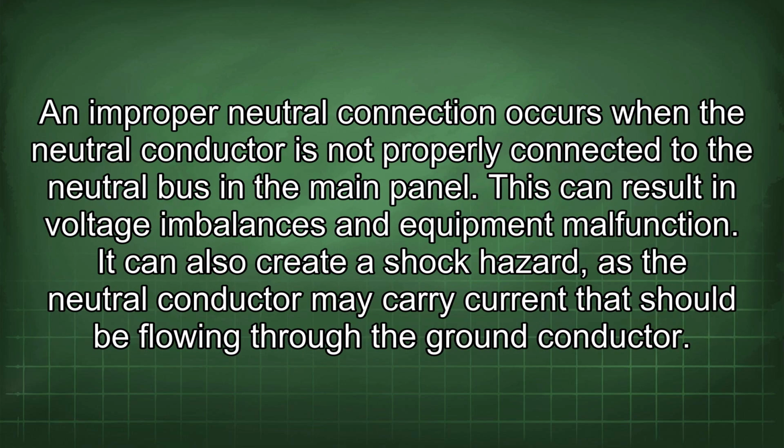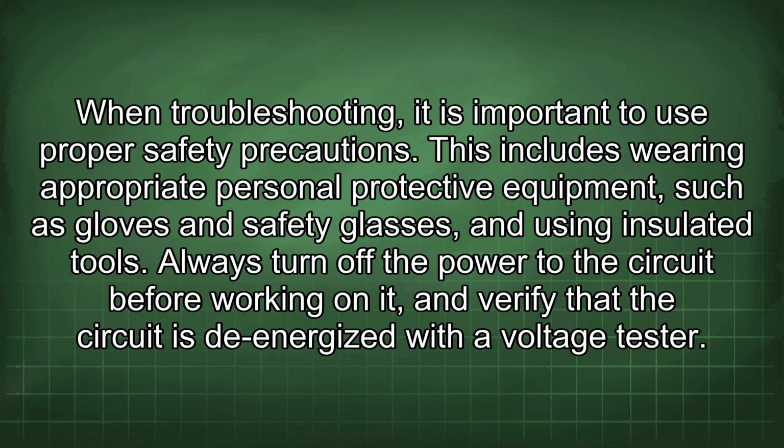An improper neutral connection occurs when the neutral conductor is not properly connected to the neutral bus in the main panel. This can result in voltage imbalances and equipment malfunction. It can also create a shock hazard, as the neutral conductor may carry current that should be flowing through the ground conductor. When troubleshooting, it is important to use proper safety precautions.